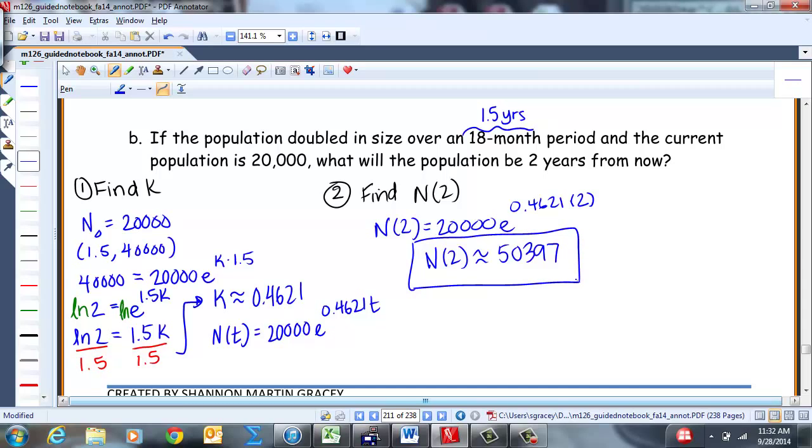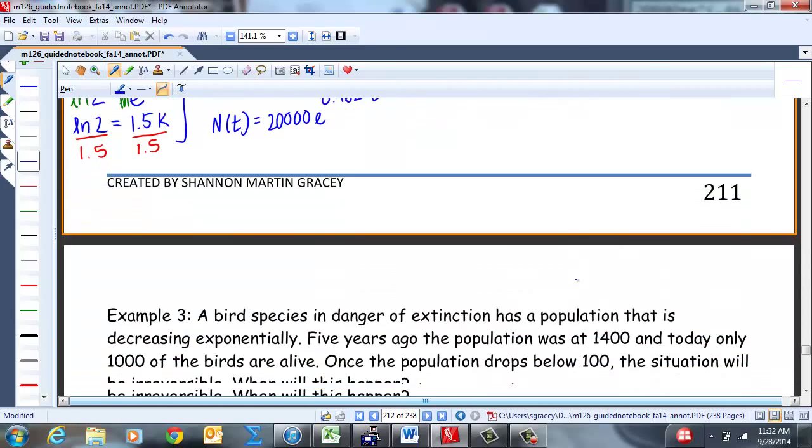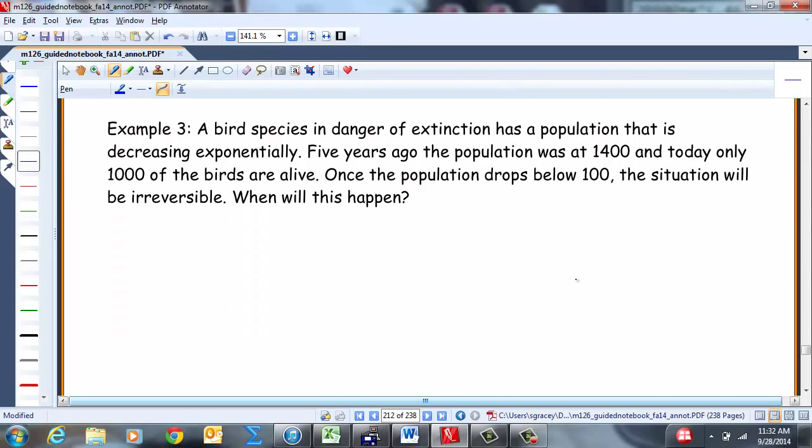All right, so next up, we've got a bird species that's in danger of extinction, has a population that is decreasing exponentially. So 5 years ago, the population was at 1,400, and today only 1,000 of the birds are alive. Once that population drops below 100, the situation will be irreversible. When will this happen?